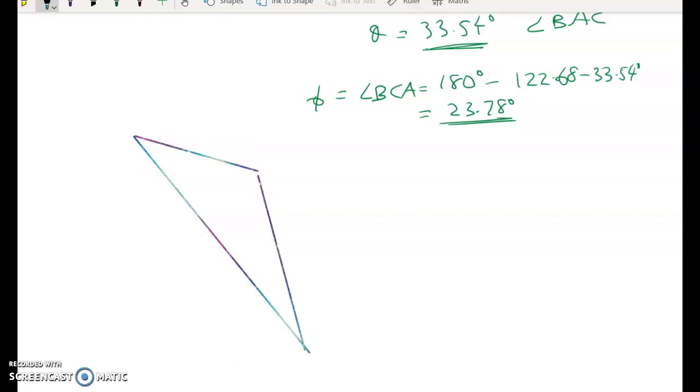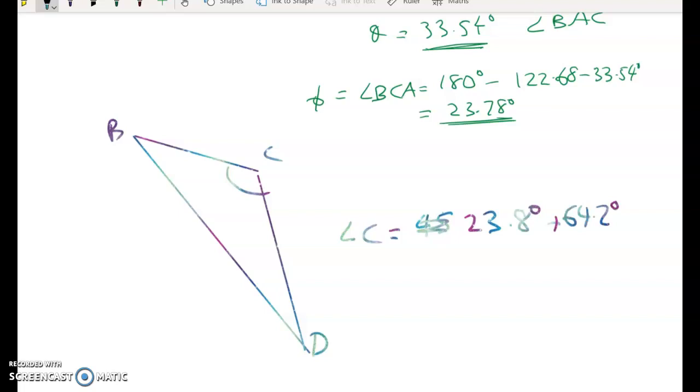There. Right, and we know this angle here, right? So we've got BCD, and angle C is equal to, which one's together? Well, it's the 23.8 degree one plus the 64.2 degree one. So that angle is 88 degrees. And we don't know this side yet, but we know that this is 370 meters, and we know that this is 430 meters.